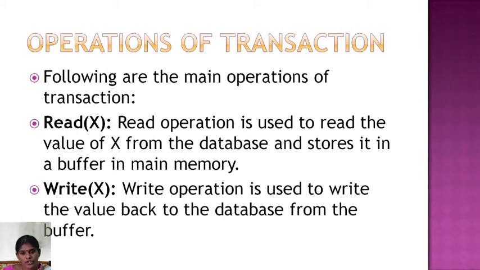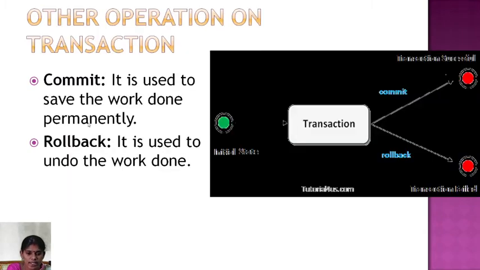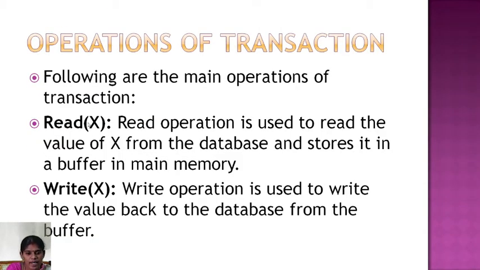Next is operations of a transaction. The main operations are two: one is read and the other is write. The read operation reads the database value. That is, it gets the data from the database and stores it in a buffer in main memory. The database holds the details, and I need to read the data and the current consistent state of the database. That is a read action. Next is the write action.